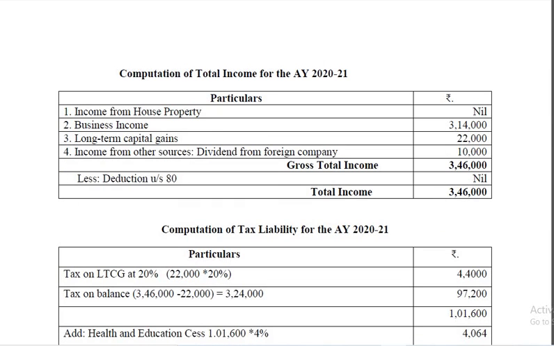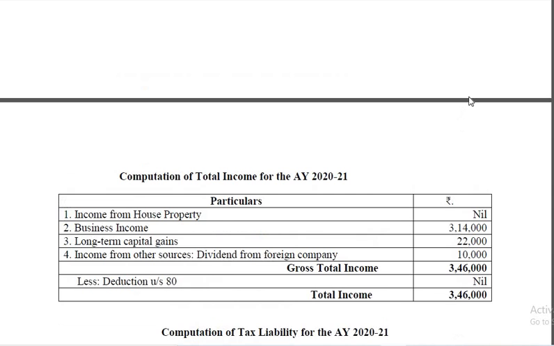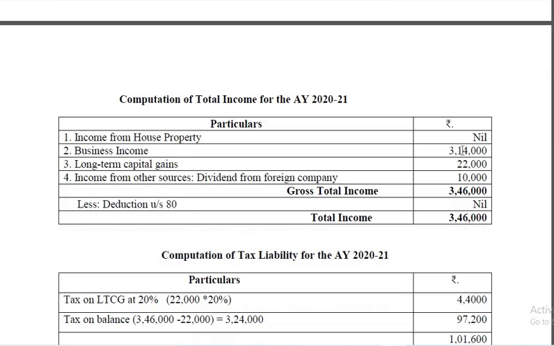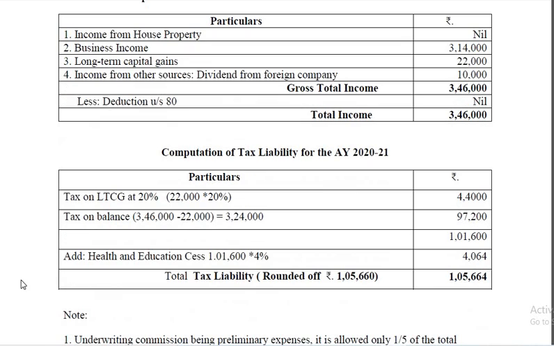The computation of total income. Income from house property is absolutely nil. Business income we have computed here, 3,14,000. Long-term capital gain is computed, you did not calculate, so it is 10,000. Income from other sources, dividend from foreign company, 10,000. Total is 3,46,000. That is called gross total income. Deduction under section 80: no donation, nothing. So no deductions under section 80, nil. So gross total income and total income remain the same.